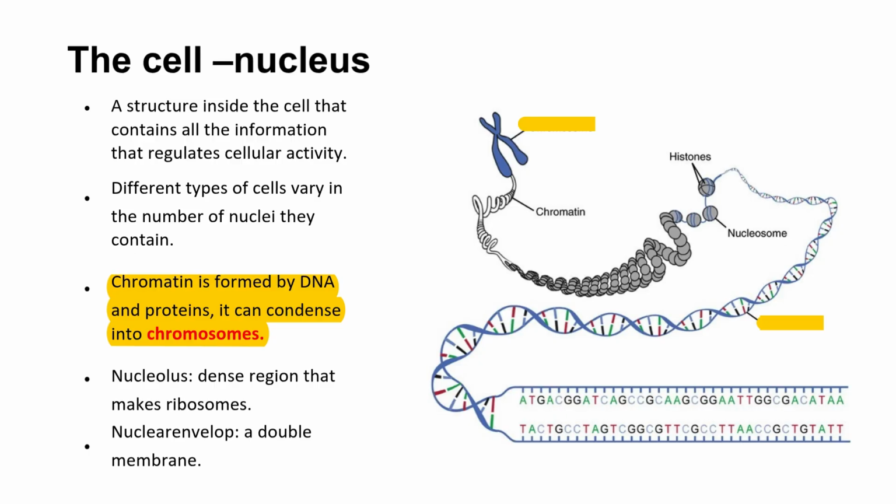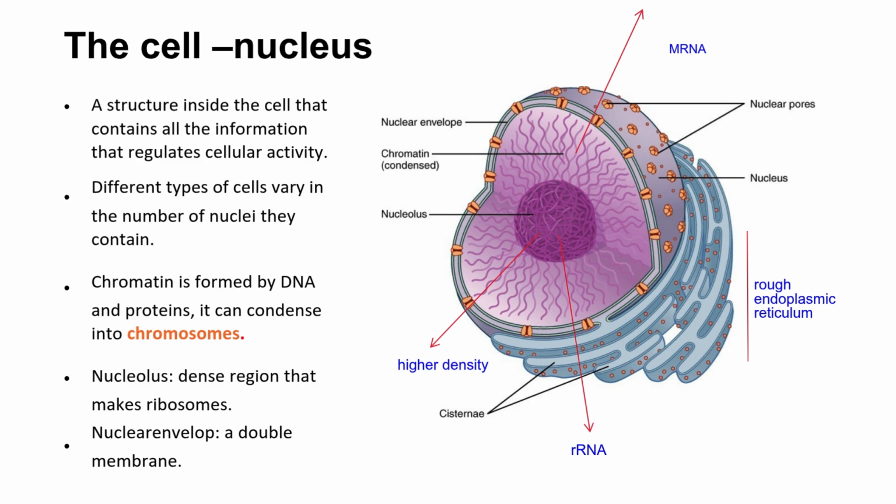Right. But when the cell needs to divide, copying all that DNA and splitting it perfectly is a huge task. So the chromatin condenses. It coils up incredibly tightly into those dense rod-like structures we recognize as chromosomes. So chromosomes are just tightly packed chromatin for moving day, basically. That's a great way to put it. Makes division manageable.